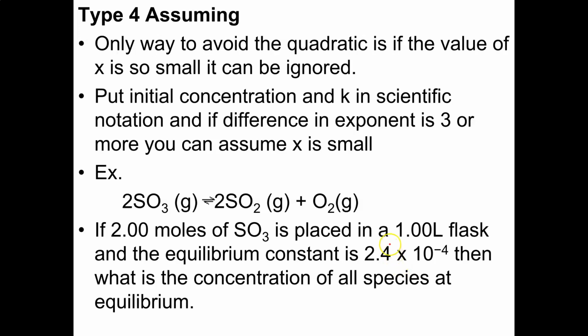All right, so here's my K, already in scientific notation. I'm going to put my value for molarity, my initial concentration, in scientific notation as well. So that's 2 moles per 1 liter, 2 molar. So that's basically 2 times 10 to the 0, right? This is what I'm talking about. When this and this are different by 3 or more, you could assume X is small. That's your shortcut. Doesn't matter if it's positive or negative. As long as the difference is 3 or more, going either way, you can assume X is small. Watch how this plays out.